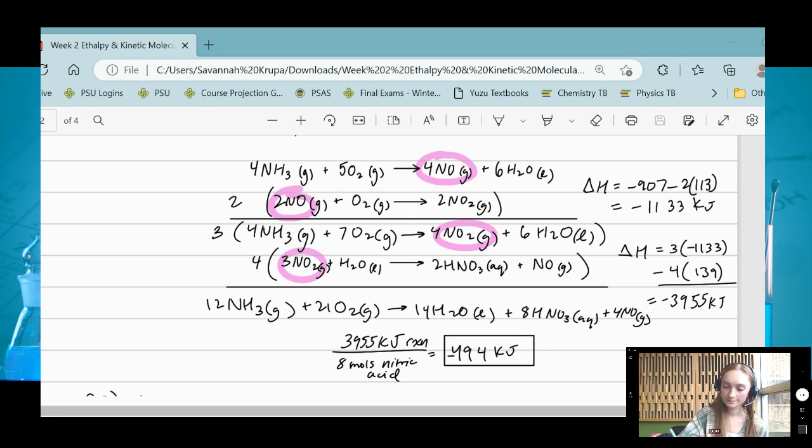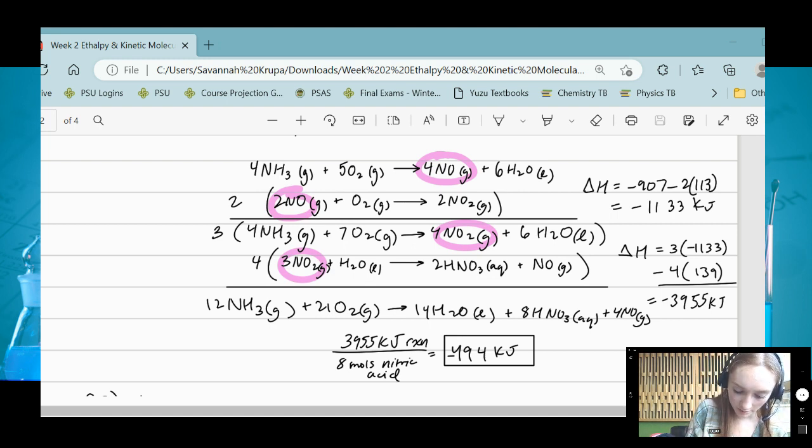So times 3. And then this one, the enthalpy value that they gave is negative 139 kilojoules. So I'm just going to write that down. Negative 139 kilojoules, and then times 4. And so adding up all that together, actually before we add it, let's see what everything goes to here.